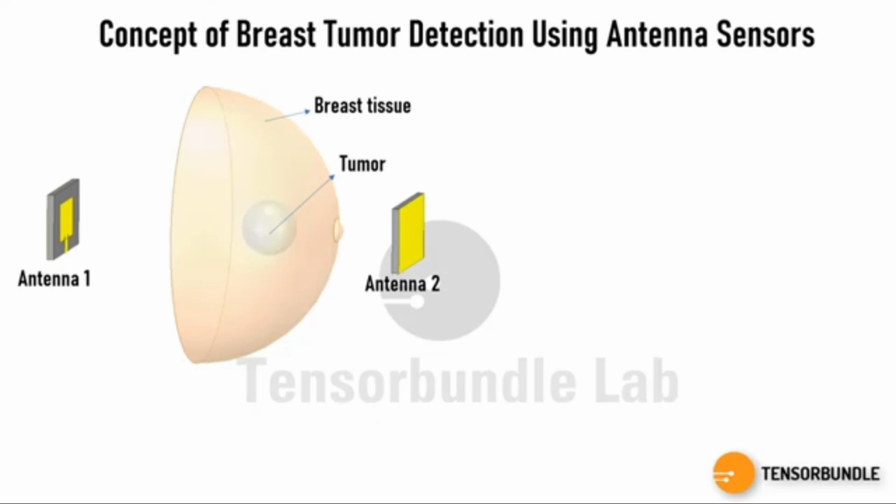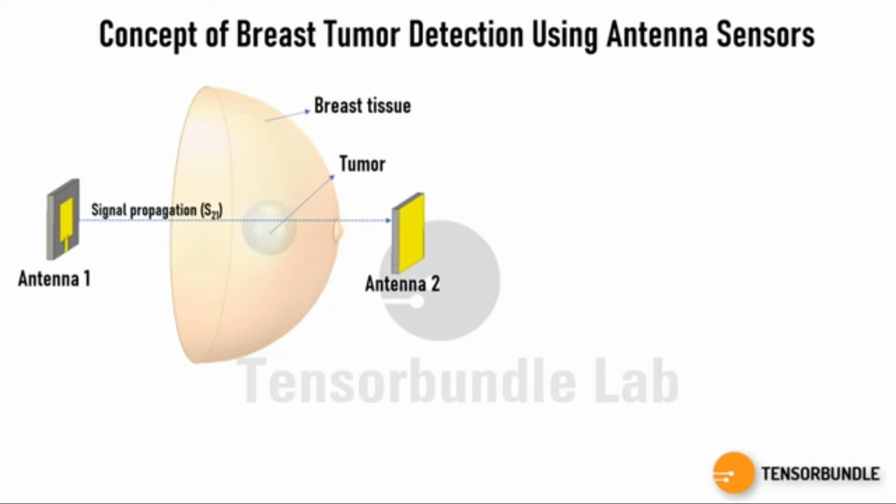Due to the presence of the tumor cell, that homogeneity of the breast tissue will be hampered. And this change or this variation of the electrical material property of the breast tissue will be captured in the transmission coefficient or S21 plot. So the bottom line is the signal propagation from antenna 1 to antenna 2 will be impacted due to the presence of the tumor cell inside the breast tissue.